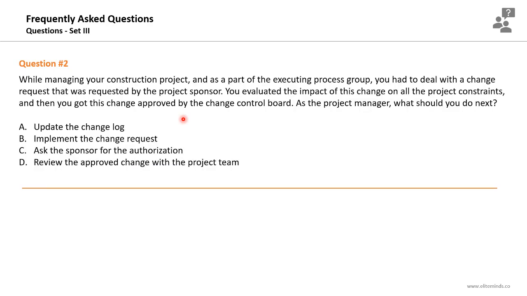Question number 2. While managing your construction project and as part of the executing process group, you had to deal with a change request that was requested by the project sponsor. You evaluated the impact of this change on all the project constraints, and then you got this change approved by the change control board. What should you do next? Update the change log, implement the change request, ask the sponsor for the authorization, or review the approved change with the project team. So options C and D are not relevant.